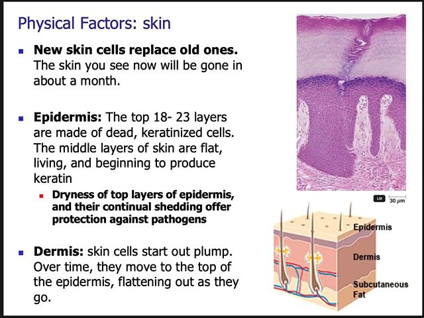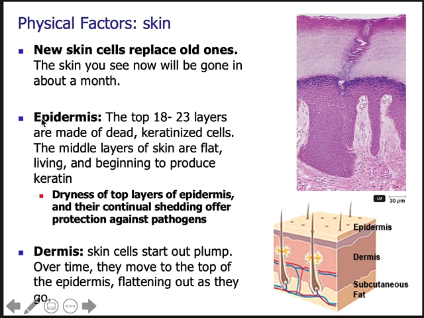Okay, so skin. Skin is super cool, right? You have layers, as you know, and so new skin cells are constantly replacing old ones. You're constantly shedding your skin. So the skin you see right now, look at your hands, it's gone, completely replaced in a month. In a sense, you're a new person every month.